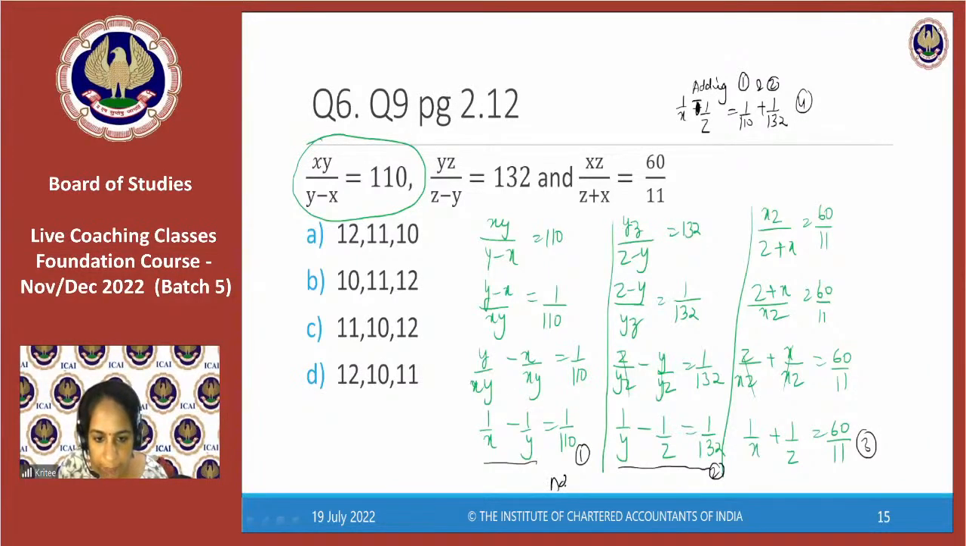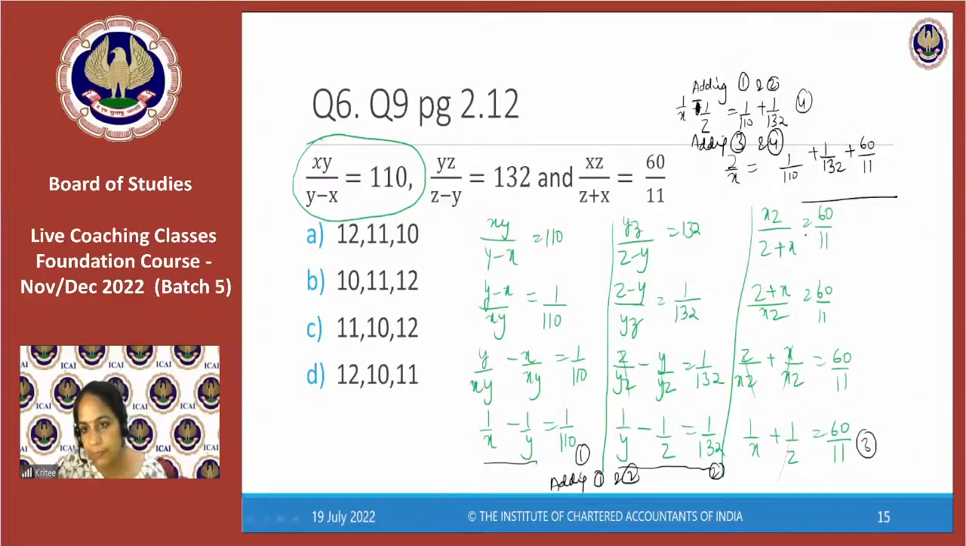Easy to solve. Add 3 and 4. Now I did adding 1 and 2. Now adding 3 and 4. When I'm adding 3 and 4, minus 1 by z and plus 1 by z cancels out. I'm left with 2 by x as same as 1 by 110 plus 1 by 132 plus 60 by 11. Take up the LCM. How will you take up the LCM? 110 is 10 into 11. 132 is 11 into 12. And you have 11. So 10 into 11 into 12 will be your LCM.